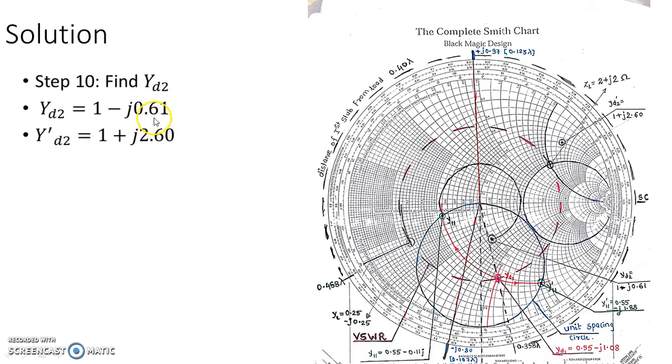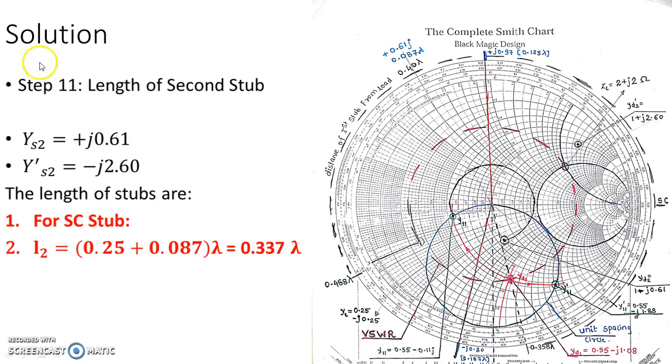So I have to add a stub which will provide a reactance of plus 0.61, and I have to add a stub which will provide a reactance of minus 2.60, so that I can reach the center of the Smith chart, right? That will give me the YS2 part. So for the YS2 part, I have to add a 0.61 reactance. So I will first find where plus 0.61j is, which comes over here.